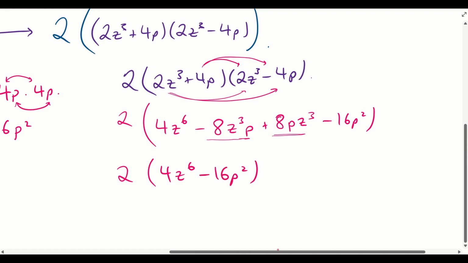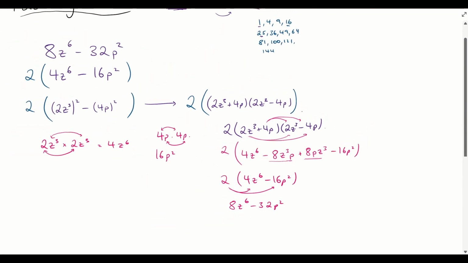So we now just get this bit here left. And if we expand the 2 into both of these, we get 8z to the power of 6 minus 32p squared, which is exactly what we needed up the top there. So our answer is in fact correct.